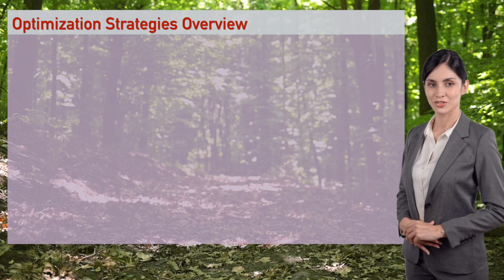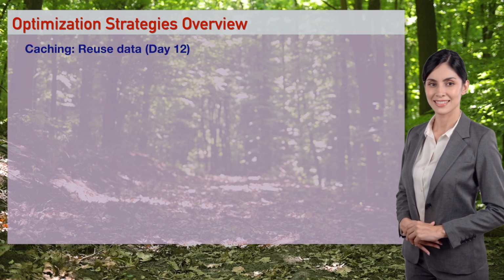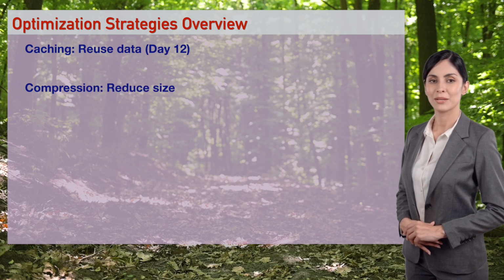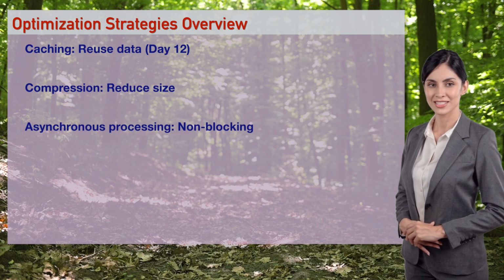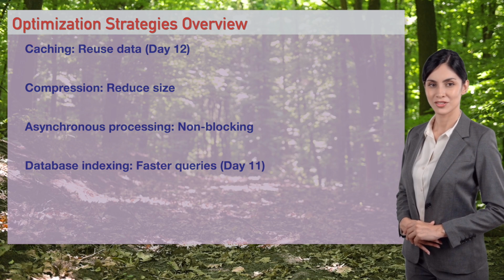Overview of optimization strategies. Build on day 12's caching to reuse frequently accessed data. Use compression to shrink payload sizes for faster transfers. Implement asynchronous processing to avoid blocking threads, improving concurrency. Apply database indexing from day 11 to accelerate queries in relational or NoSQL stores.